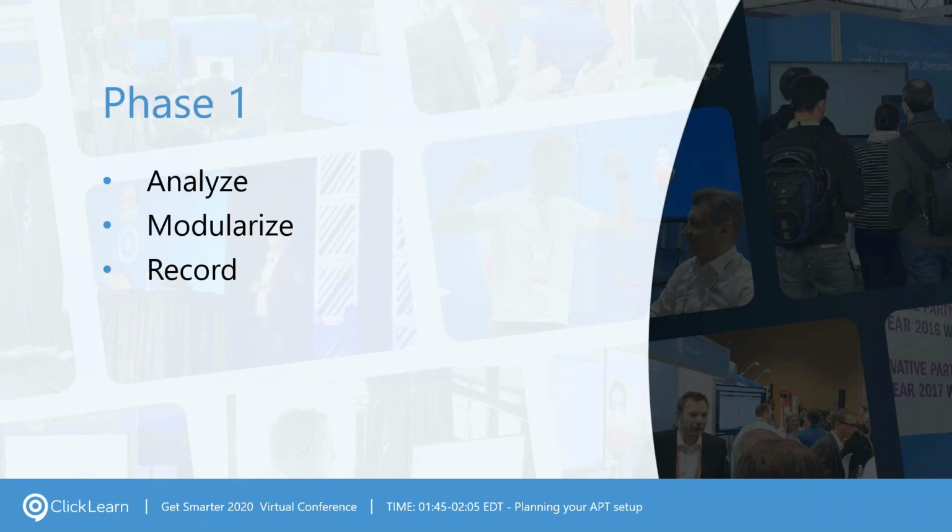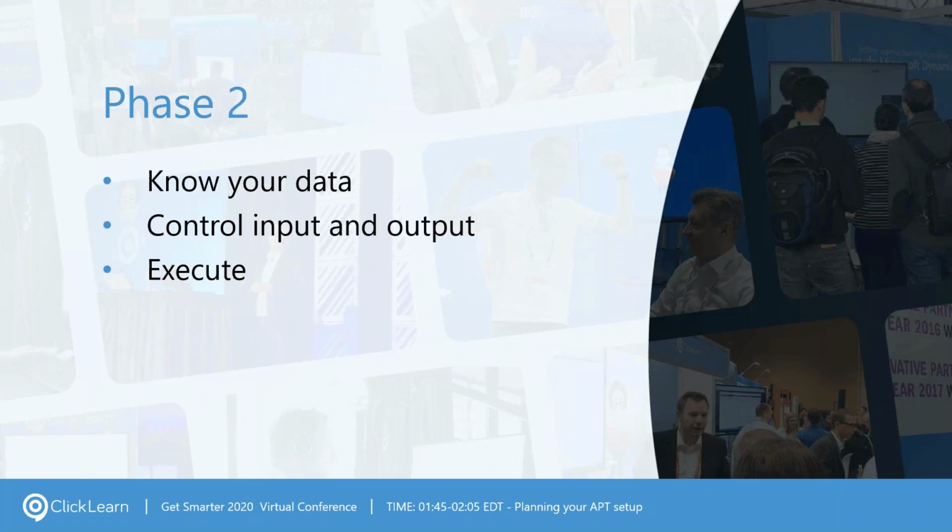Now, during the session, I will bring you through three phases. The first phase will be how you should analyze your need and requirement in order to perform the automated process testing, how you can modularize this, and how you can record it. As I said, it's a technical part that you need to consider here. And that means that in phase two, you also need to know the data behind what you're doing. You need to be able to control the input and outputs before you actually execute the automated process testing.